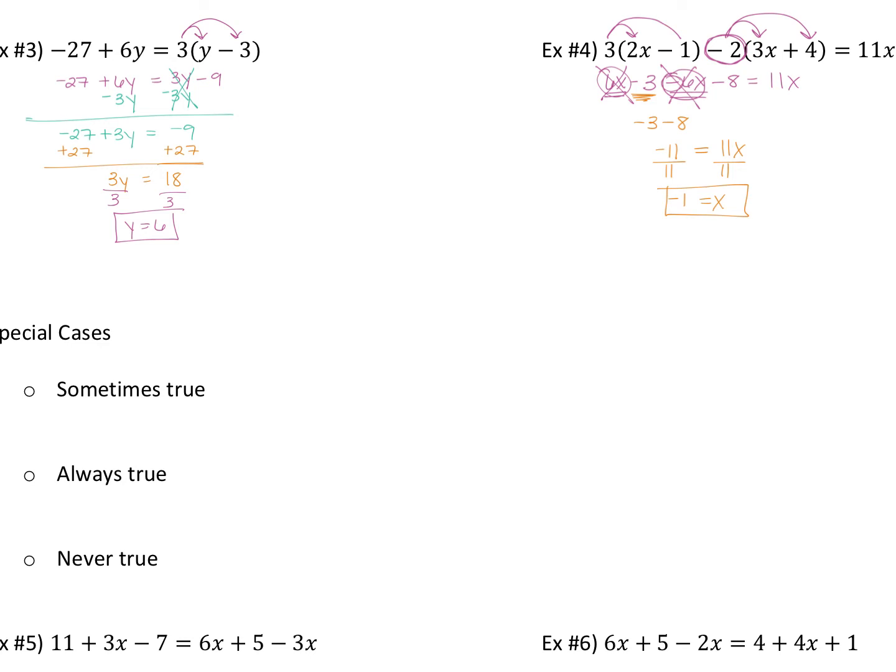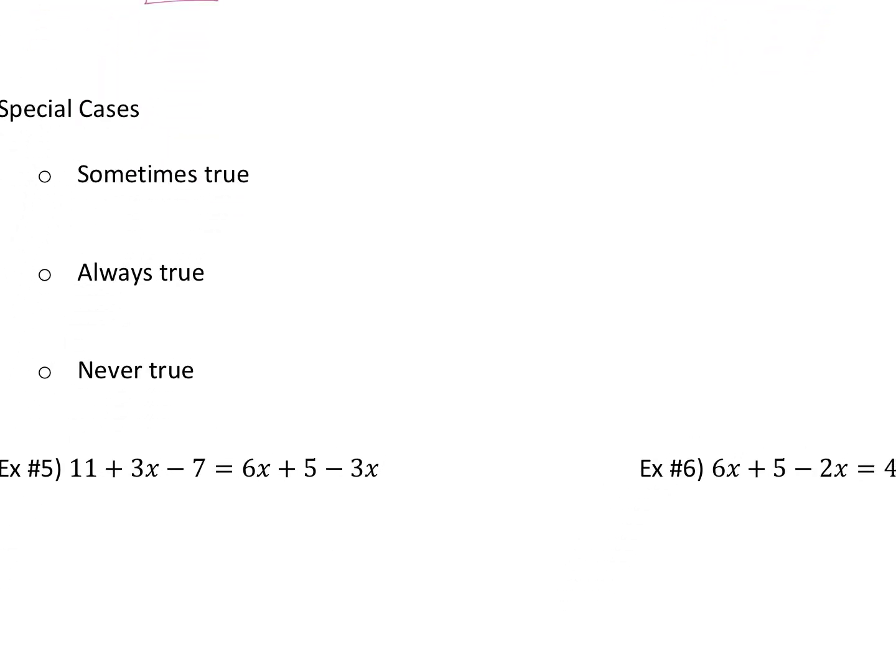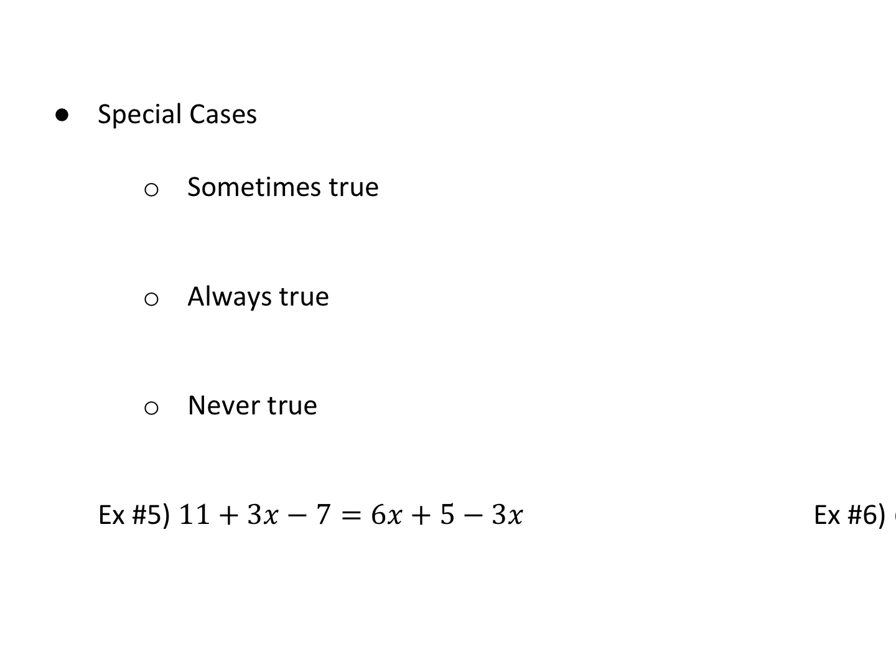Special cases. So there are some situations where it won't look like what we've been doing right now. There are some that will, some that won't. You good? Okay. So if it is a problem that is sometimes true, that means we have one solution. That means our answer will be something like x equals 5. That is a situation where it's sometimes true. X can equal 5 here.